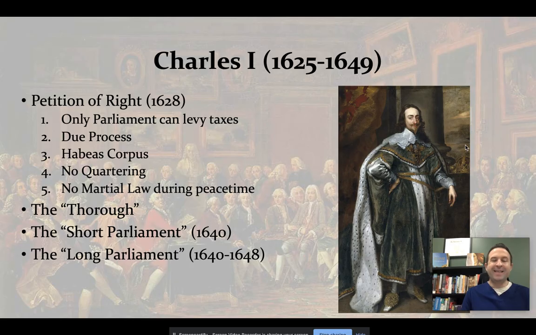Now, ultimately, it'll be tax issues that will pit him against Parliament. You see, Charles needs money to fight war, but the power of the purse, as the modern day vernacular says, belongs to Parliament. So, because he knows he needs Parliament, he tries to find ways around Parliament when he needs money to fight wars. For example, he would quarter soldiers in English homes during wartime. Very unpopular.